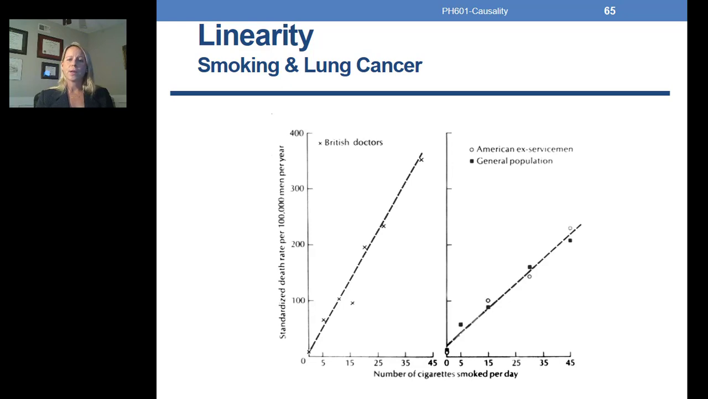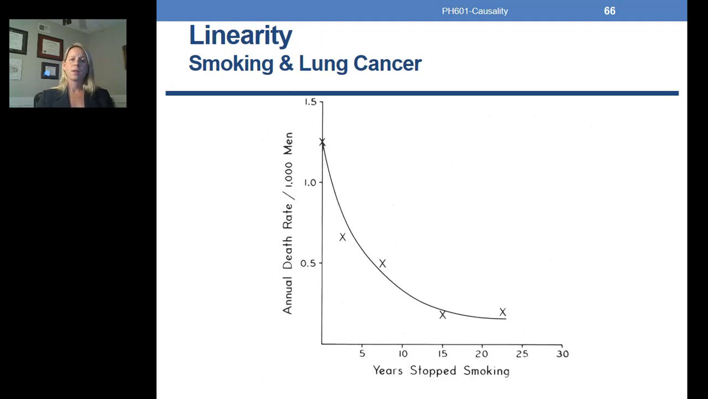Now I'm going to walk through an example of linearity. This figure shows that with the increased number of cigarettes smoked per day on the x-axis, there is a linear increase in the standardized death rate per 100,000 men per year. This also illustrates some consistency because it's showing the data in different groups.